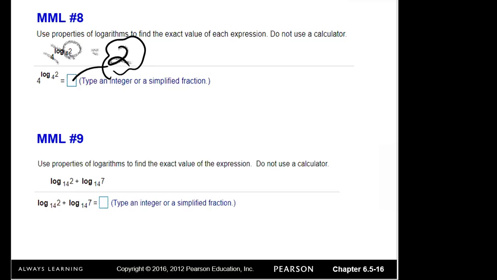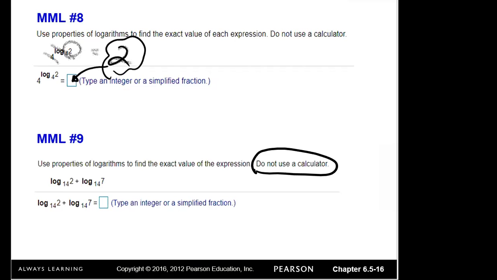That's my answer. Short, sweet, and to the point. Now, number 9 says, use the properties of logarithms to find the exact value of the expression. Do not use a calculator. You can't use a calculator anyway because your calculator, that log button, only does log base 10. These are log base 14s.